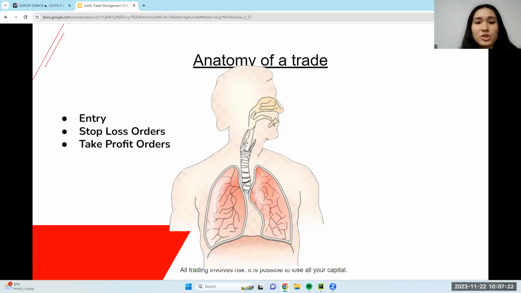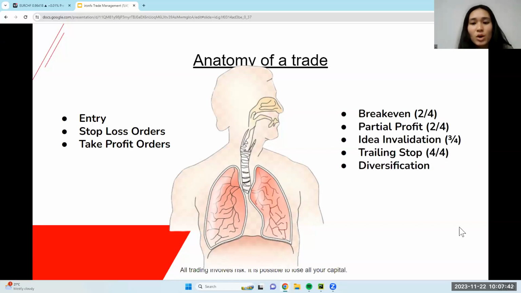So the anatomy of a trade. A trade basically consists of three basic components, right? We have the entry, which is where you place your orders, and then you have, of course, your stop loss as well as take profit orders. In order to manage a trade, it's important to understand what it consists of.